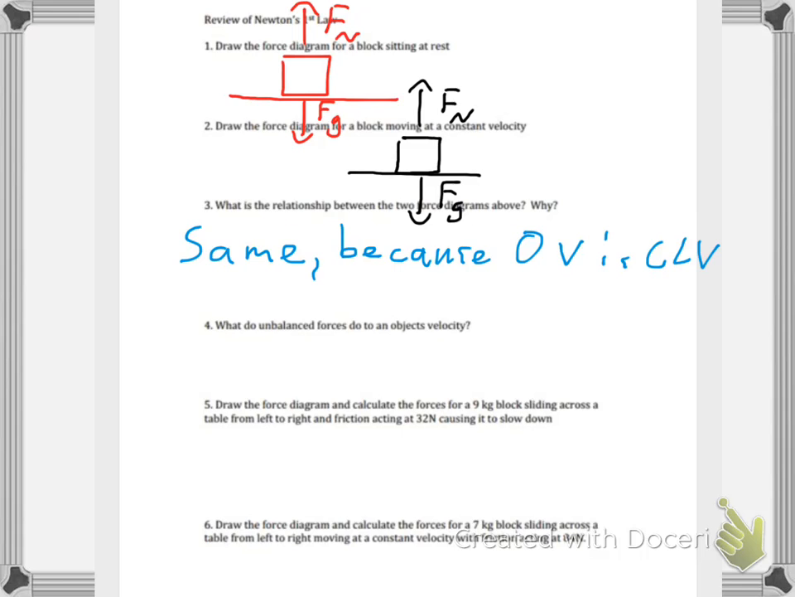So now, what do unbalanced forces do to an object's velocity? Unbalanced forces change velocities. They change an object's motion. Because otherwise, if there's no unbalanced force, if the forces are balanced, an object will keep on doing what it's doing.